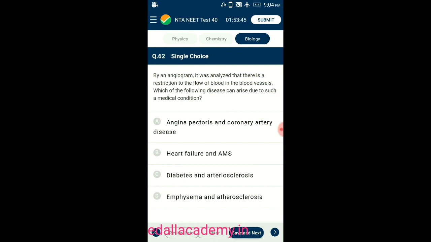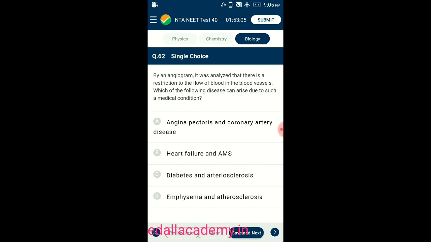Question number 62. By an angiogram, it was analyzed that there is a restriction to the flow of blood in the blood vessels. Which of the following diseases can arise due to such medical conditions? Coronary artery disease, generally called CAD, is often referred to as atherosclerosis. It affects the vessels that supply blood to the heart muscles. In this condition, the lumen of arteries gradually becomes narrower due to the deposition of calcium, fat, cholesterol, and fibrous tissues.